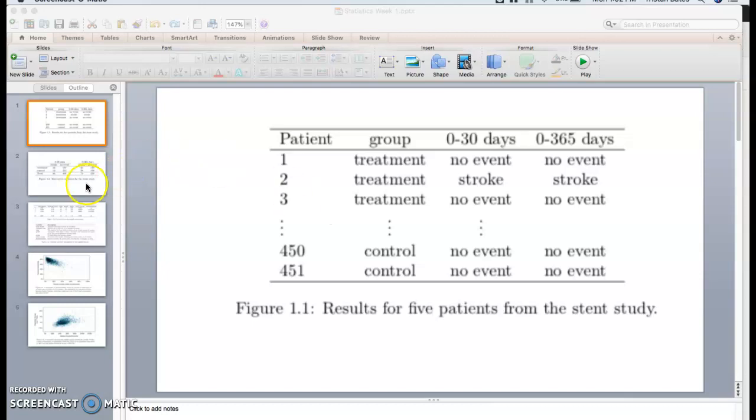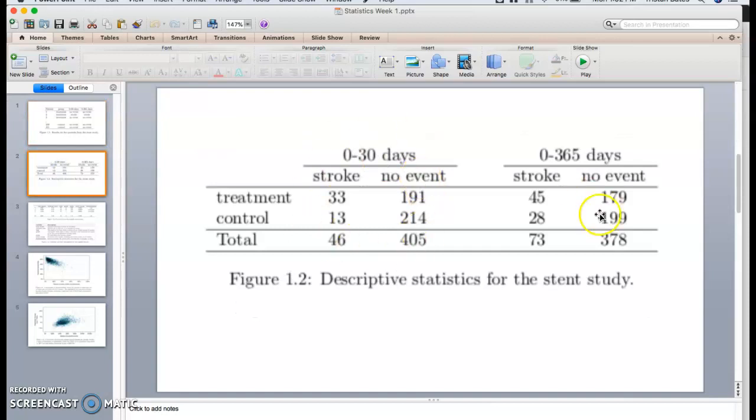Usually we want to have what we call a summary table. So here we'll look at a summary table for this data. This takes the entire data set, the entire big data matrix, which we'll call it, and it splits it up into just the people in the treatment or control group, whether or not they had a stroke, in the 0 to 30 and the 0 to 365 days.